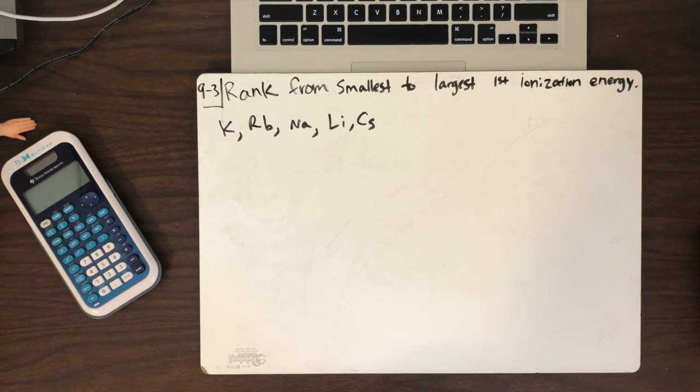9.3 says rank from smallest to largest first ionization energy. And the first series they give us is K, Rb, Na, Li, and Cs.